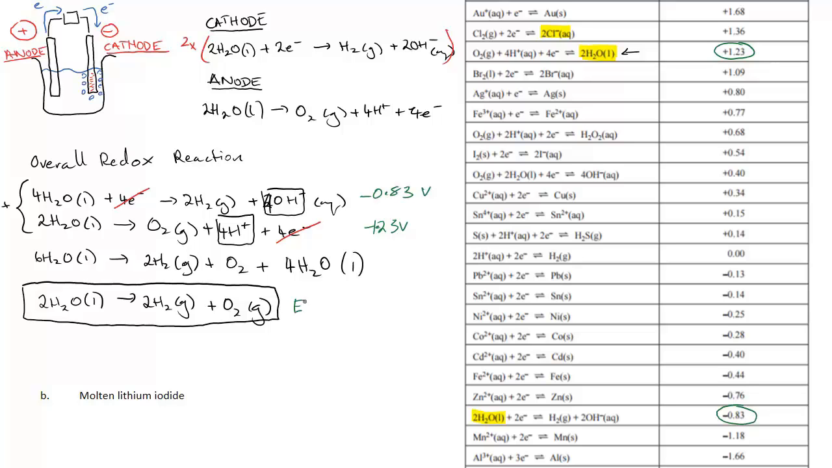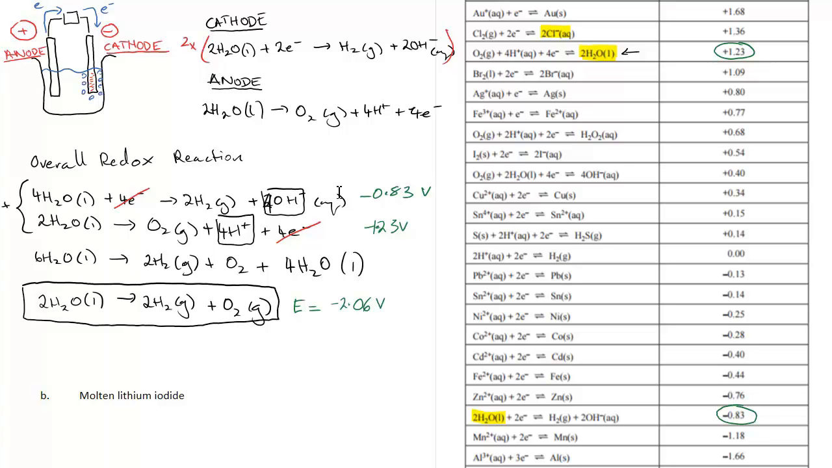So the overall voltage is, you simply have to add them up. So 6, hang on, so 6, yep. So we should get negative 2.06 volts. So we need a minimum of that amount of volts for electrolysis to occur. Okay? So that's that first question.